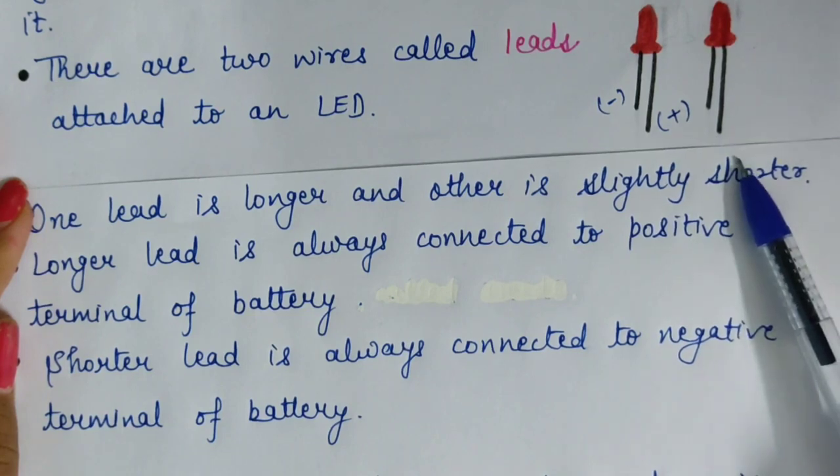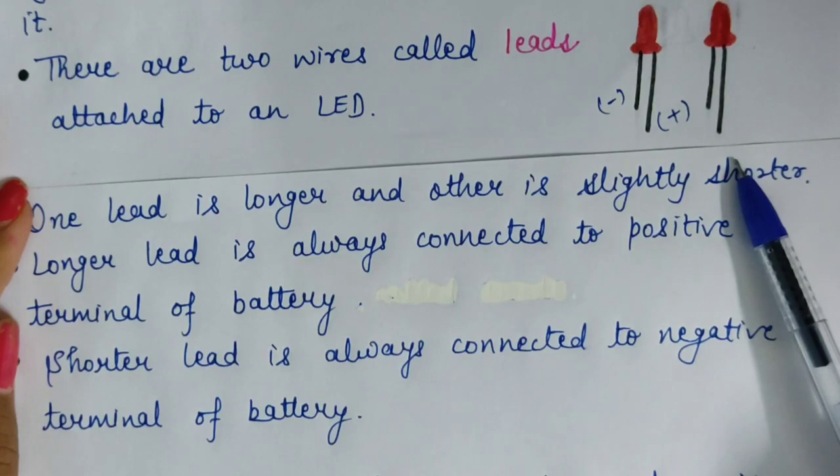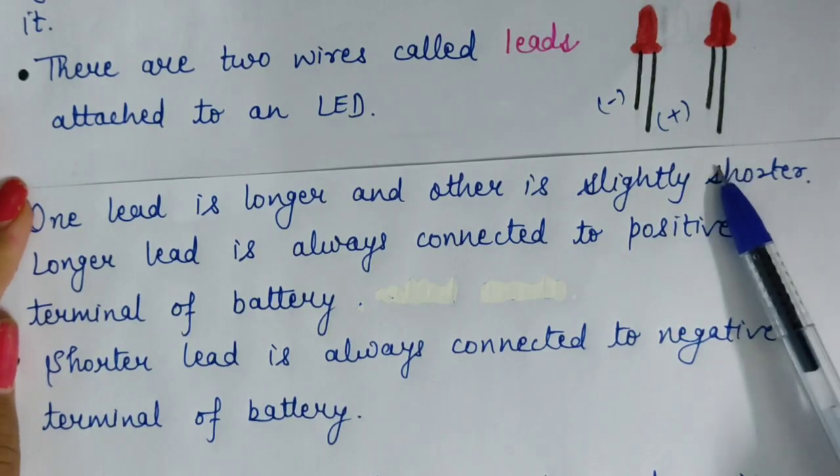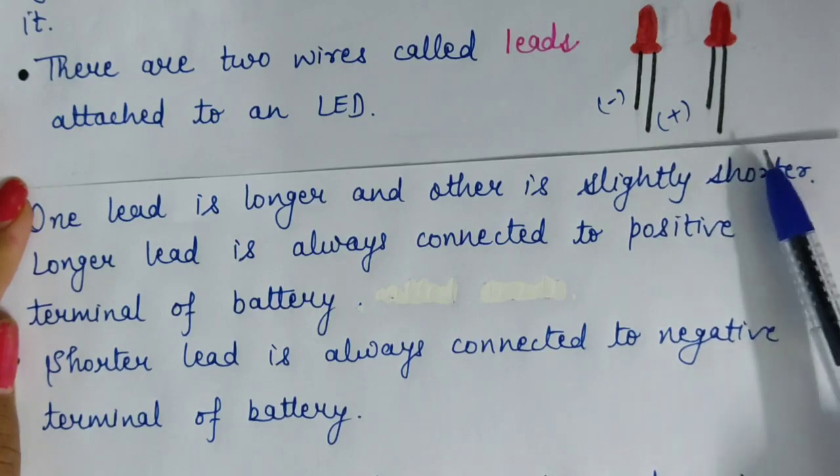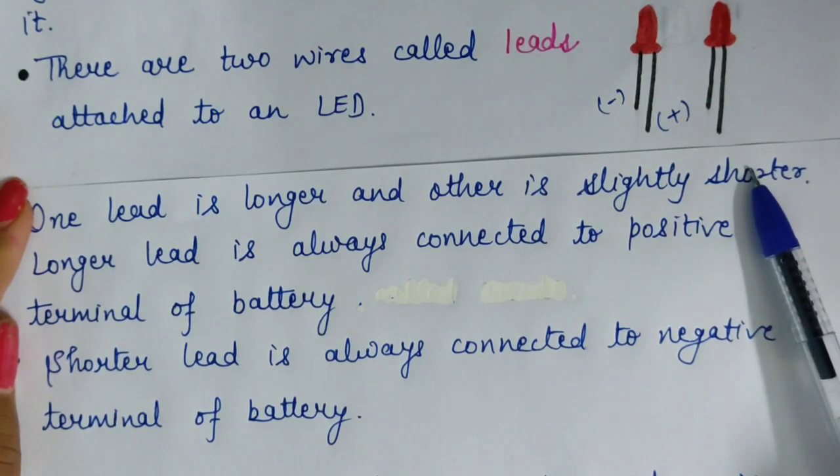Okay, and what is the main function? That it can detect the weak amount of current also. Okay, this LED can detect even a small amount of current flowing through the liquids. So for detecting this small amount of current flowing through the liquid, LED can be used.